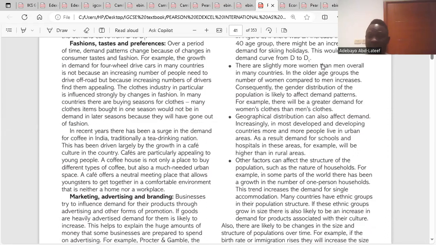Then we have geographical distribution. This can also affect demand increasingly. In most developed and developing countries, more and more people live in urban areas. As a result, demand for schools and hospitals in these areas, for example, will be higher than in rural areas.